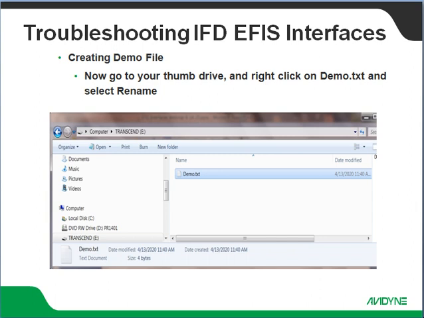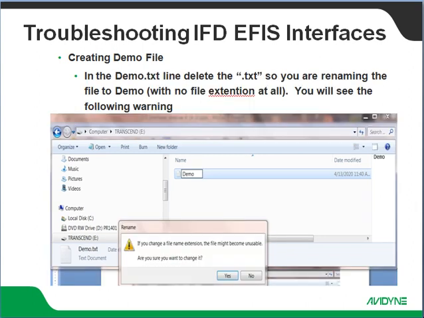This is an important step. If you don't do this, it won't work. You want to rename it demo without the .txt on the end. You want to remove that file extension entirely. It's going to confuse Windows, because your Windows PC does not know what to do with a file that does not have a file extension, but the IFD knows exactly what to do with it. So don't worry about it.